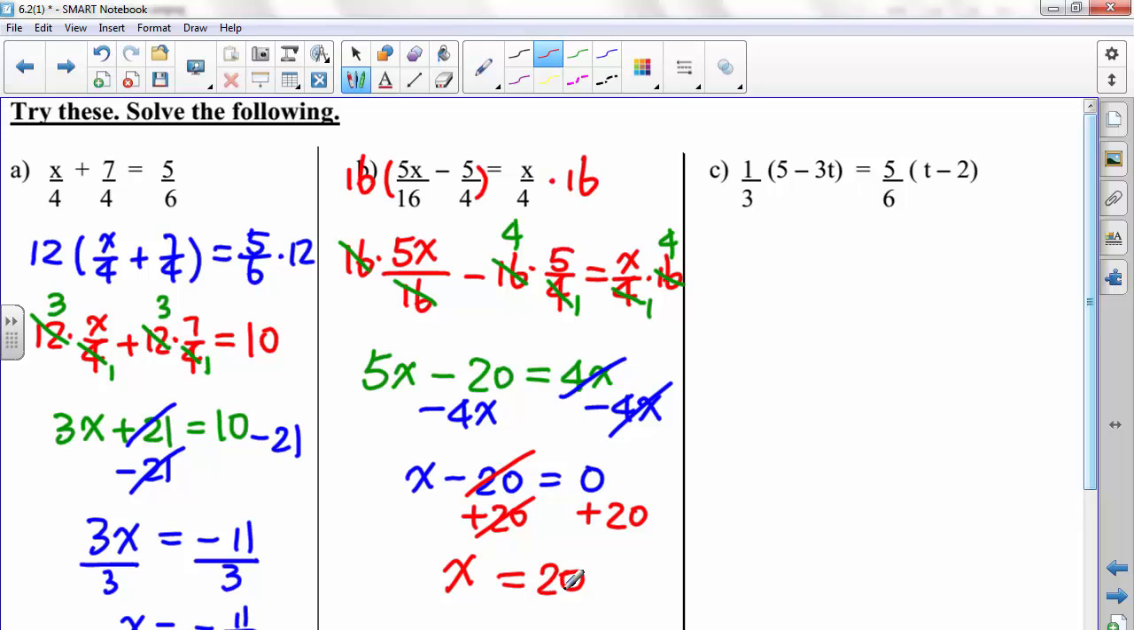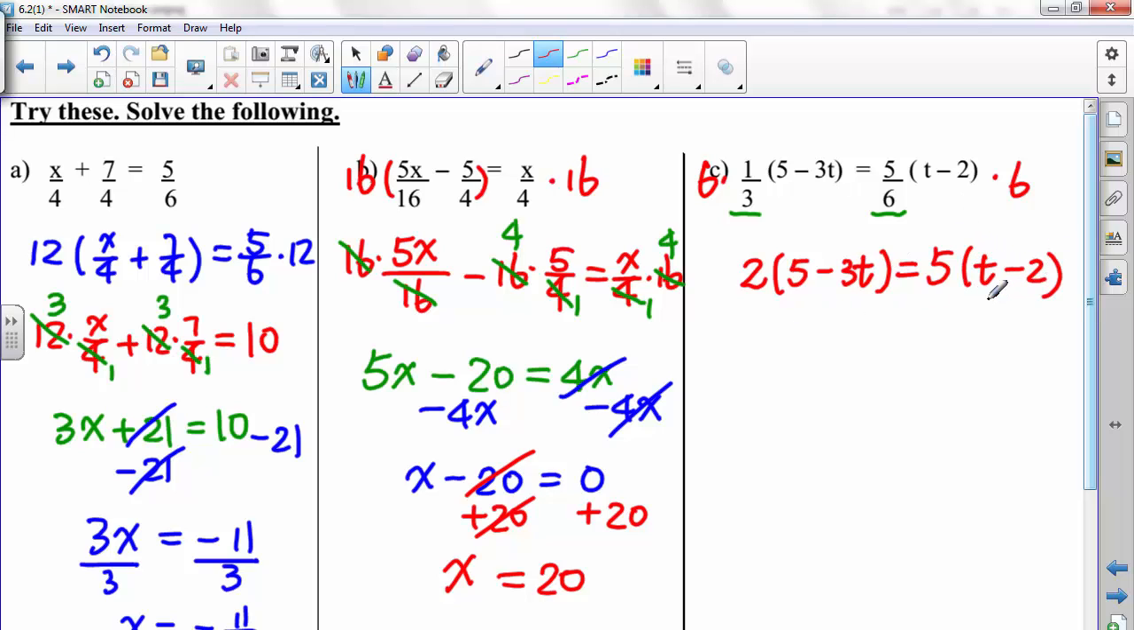1/3 times brackets 5 minus 3t equals 5 over 6 brackets t minus 2. Let's cancel the denominators first. What is the lowest common denominator for 3 and 6 first? So the lowest common denominator is 6. I multiply both sides by 6. 6 times 1/3 is the same as 6 divided by 3. 2. Brackets 5 minus 3t. Close the brackets. 6 times 5 over 6. 6 divided by 6. 5 times 1. Anyway, it's 5. 5 times brackets t minus 2.